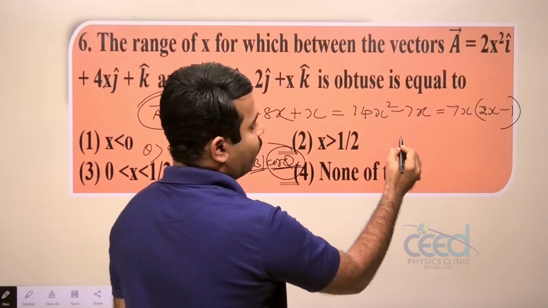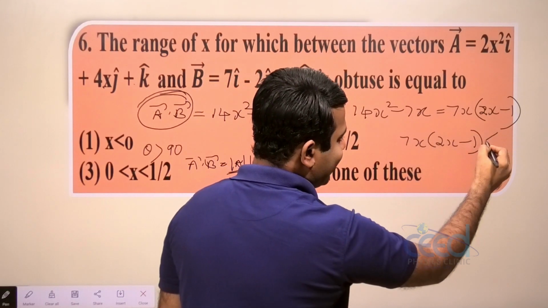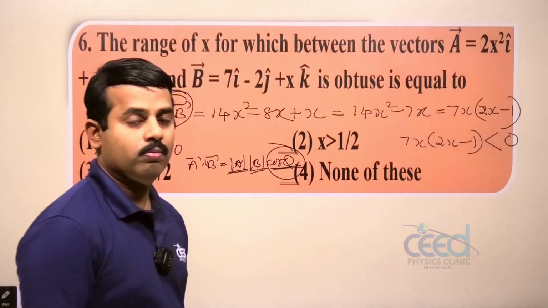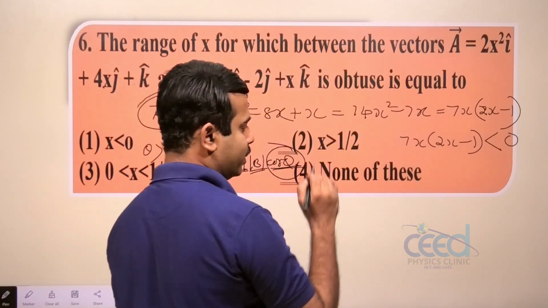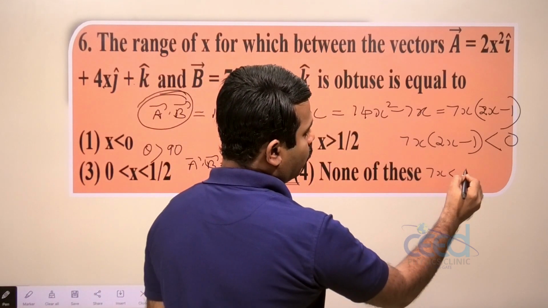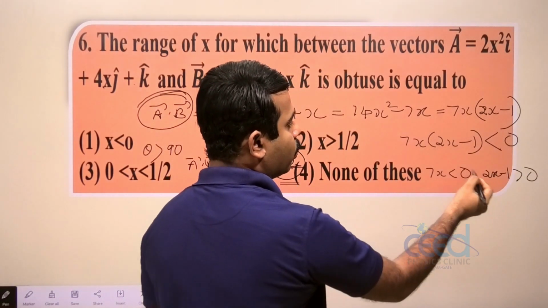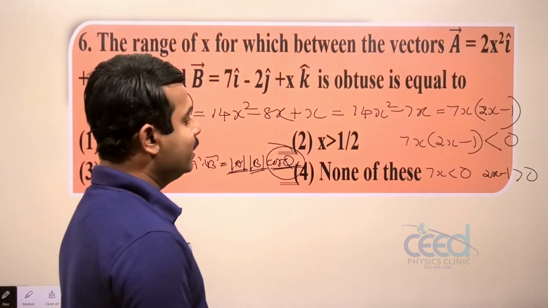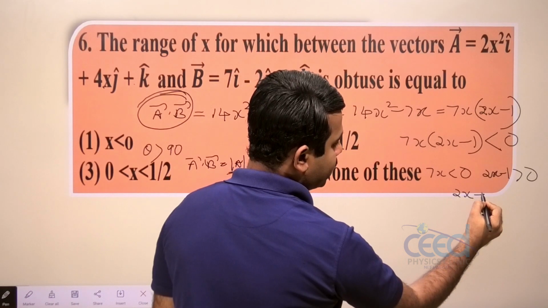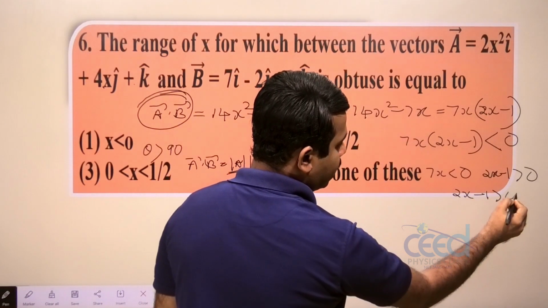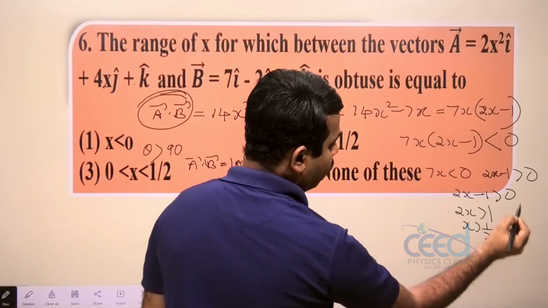That means 7x into 2x minus 1, that is A dot B, that is a negative value, that means less than 0. So less than 0 means two conditions. If 7x is less than 0, then 2x minus 1 is greater than 0. Then only their product will be less than 0. Then 2x minus 1 is greater than 0 means 2x is greater than 1, x is greater than 1 by 2.